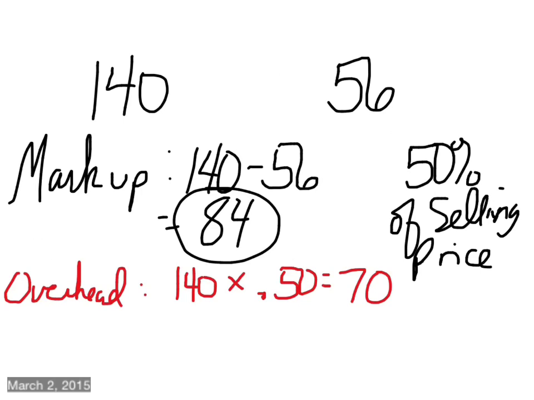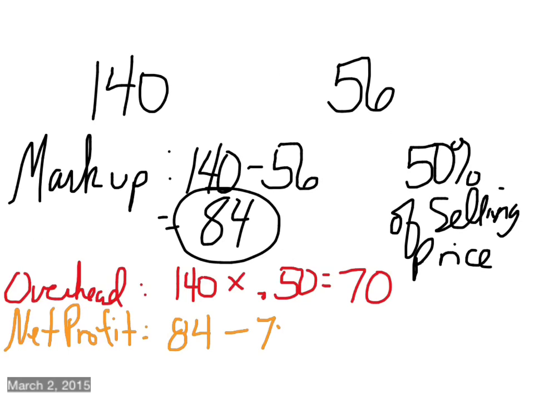Then, after that, we need to find the net profit. What you do to find the net profit is you take the markup, 84, minus the overhead, 70. And what's 84 minus $70? 14. So what that means for you as the business owner is, what's something that's about $140? Because it never does say what the item is.